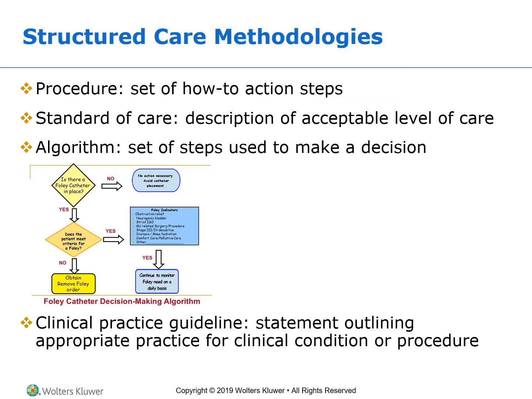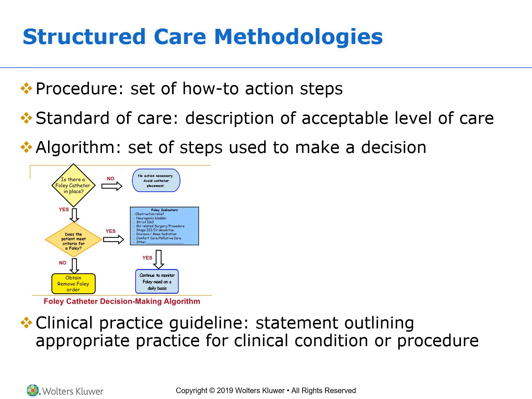A procedure is a set of action steps for performing a clinical activity or a task. A standard of care is a description of an acceptable level of patient care or professional practice. An algorithm provides a set of steps that approximates the decision processing of an expert clinician and is used to help make decisions. These clinical rules are normally embedded in a branching flow chart. And clinical practice guidelines are a statement or a series of statements that help outline the appropriate practice for the clinical condition or the procedure.